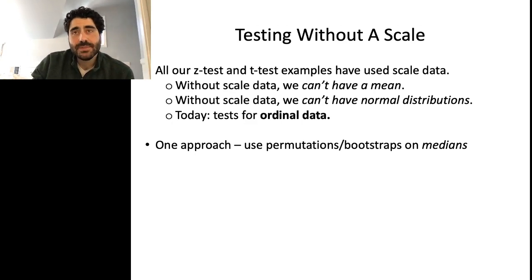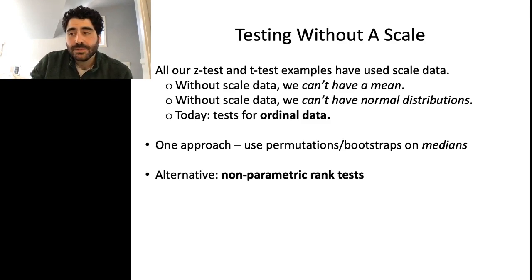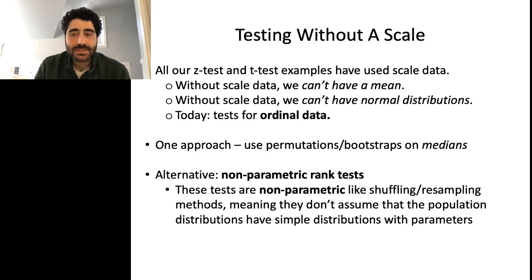But we actually don't necessarily have to fall back on permutations. We could also use what are called non-parametric rank tests, and this is what we're talking about today. This non-parametric term means that these methods don't make any parametric assumptions about what the shape of the population distribution looks like.